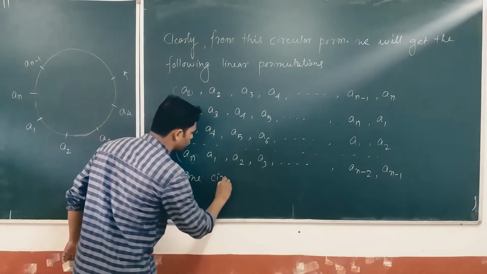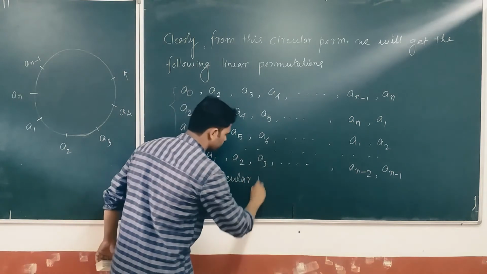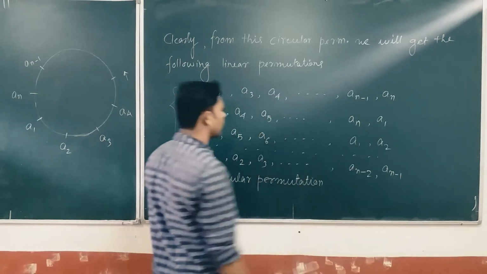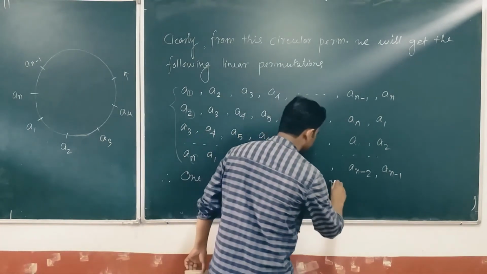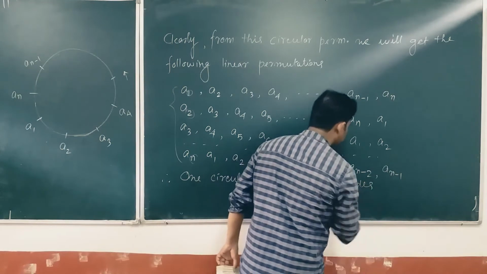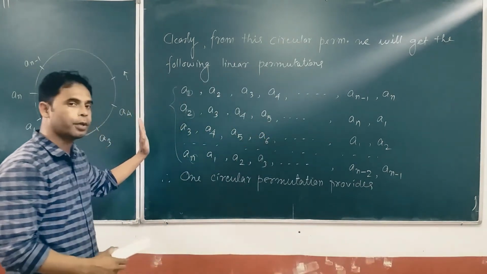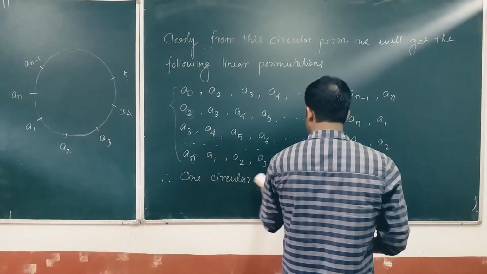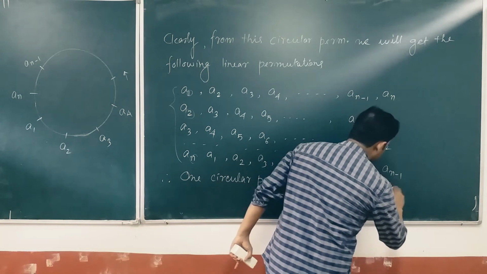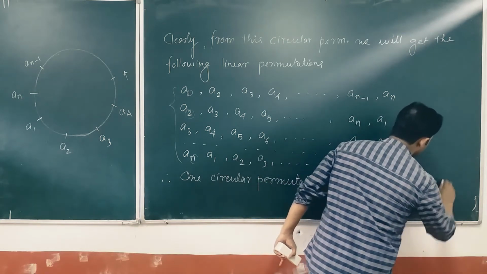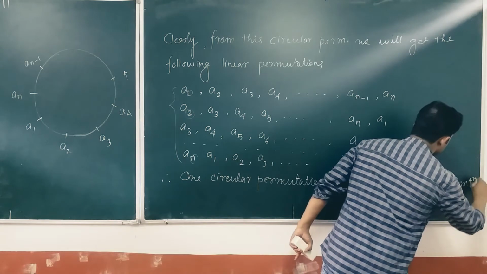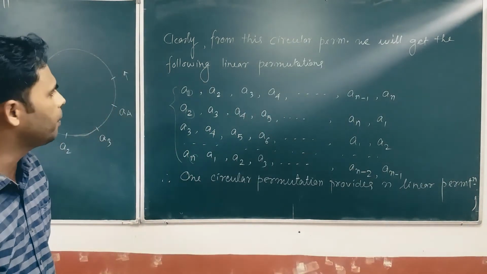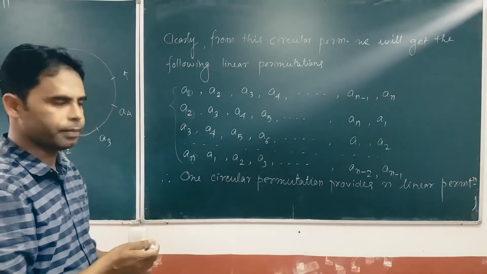So therefore one circular permutation provides n linear permutations. কেইটা পারমুটেশন দিয়ে একটা সার্কুলার পারমুটেশনের উপর আমি কেইটা লিনিয়ার পারমুটেশন পেলাম n number of linear permutation. So one circular permutation provides n linear permutations. So একটা সার্কুলার পারমুটেশনের উপর আমি পাবো nটা linear permutation.